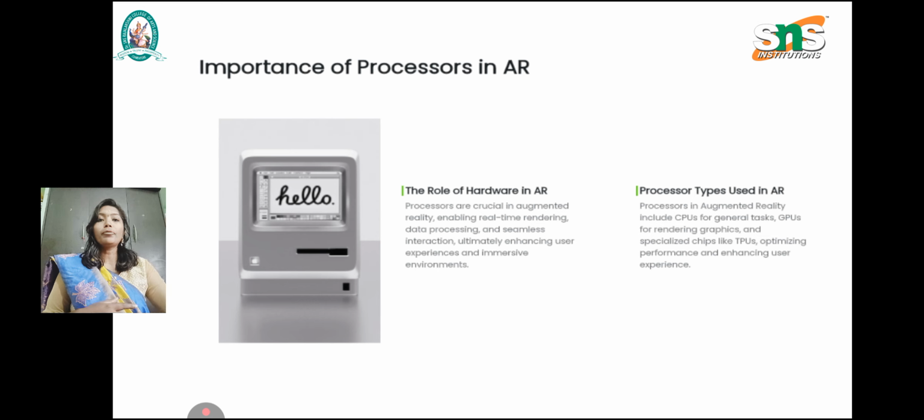The importance of the processor in AR. The role of hardware in AR covers real-time rendering and data processing during the interactions. The processor is like the brain for AR, and it performs multiple tasks in parallel, because at the same time it needs to handle the objects, photos, and environments. So it does all the work in parallel, and the processor mainly represents the brain in AR.